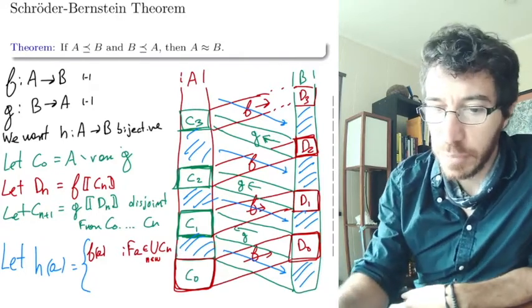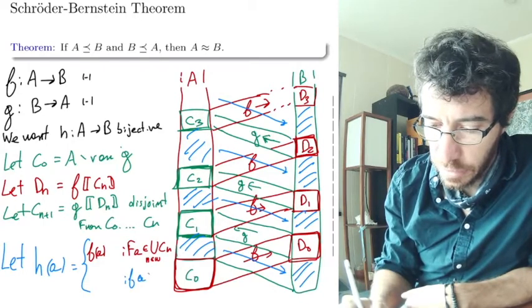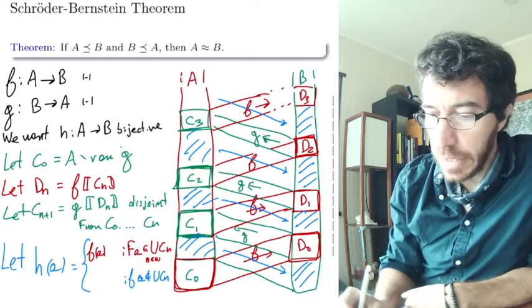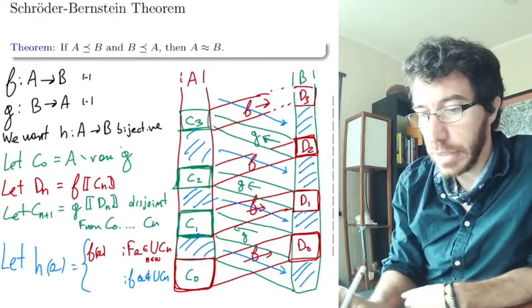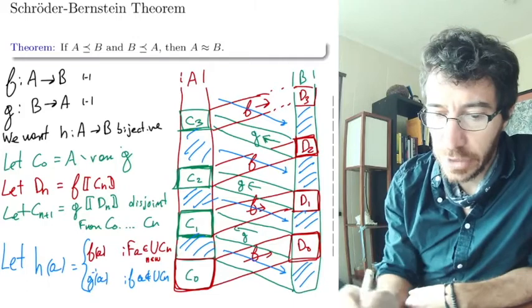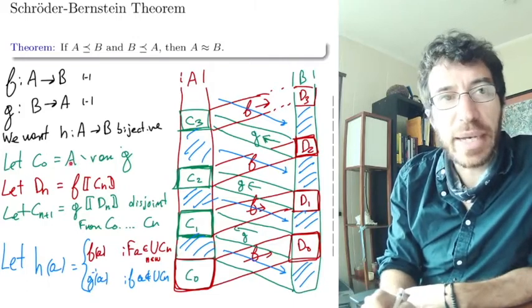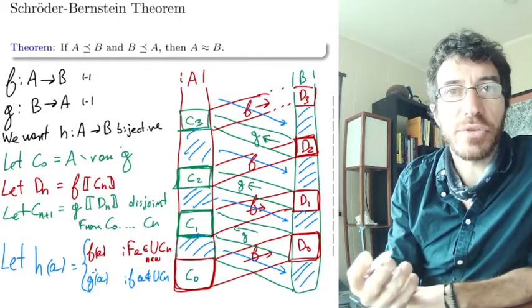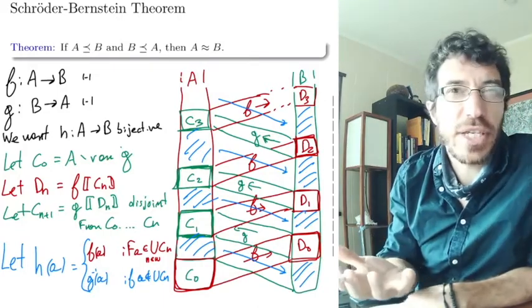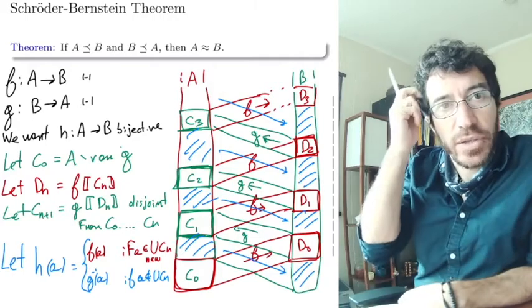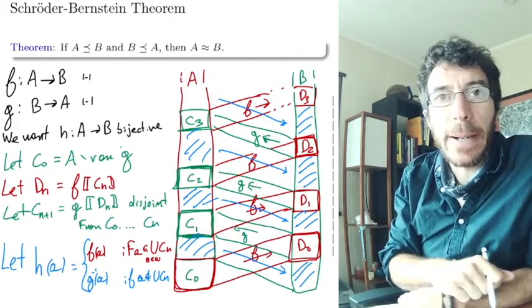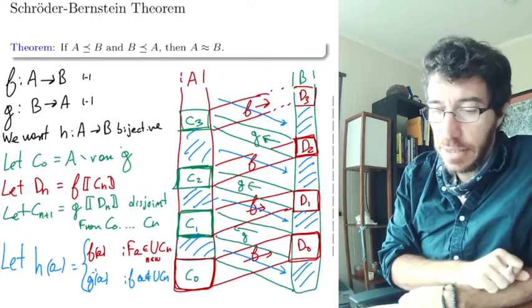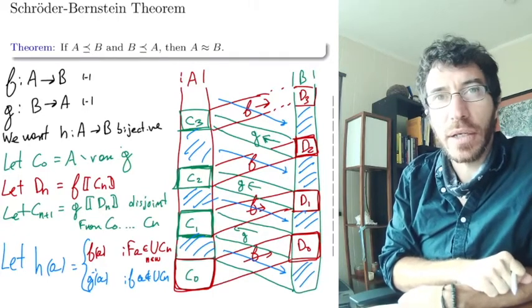And if it's on one of the blue parts, if A is not in the union of the Cn's, then what we do is we go backwards using G, which we can do because C0 is A minus the range of G. So everything outside C0 is going to be in the range, and G is 1 to 1, so we can apply the inverse. So what do we need to see to see that this is 1 to 1 and onto?